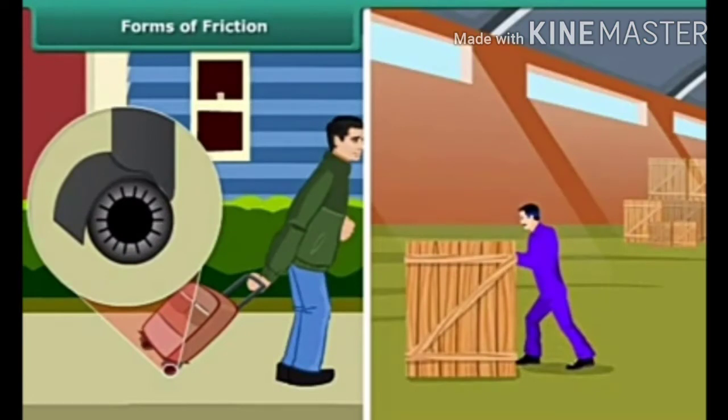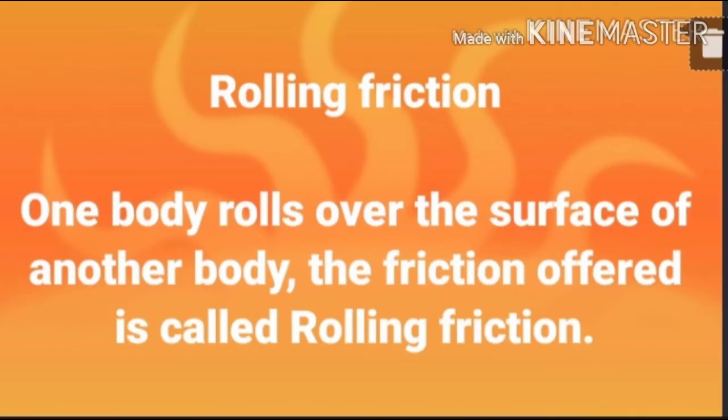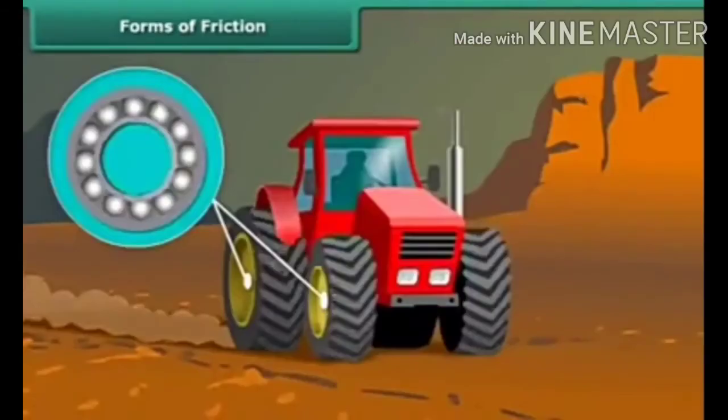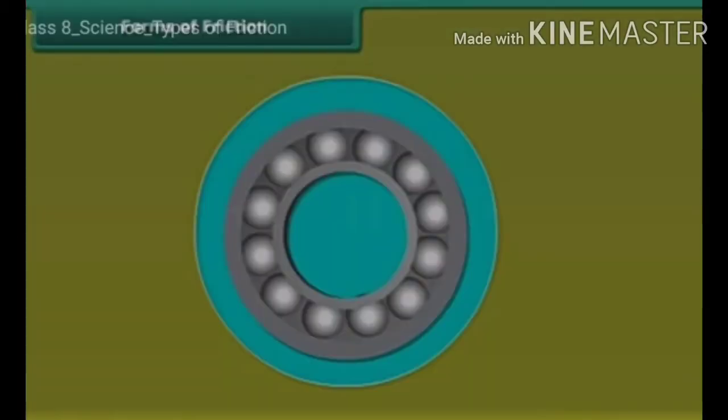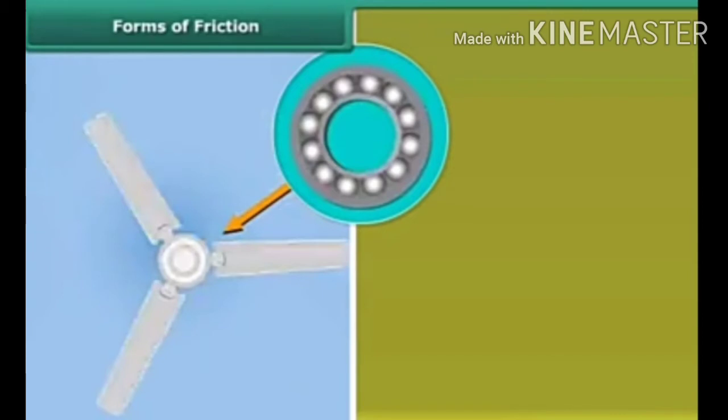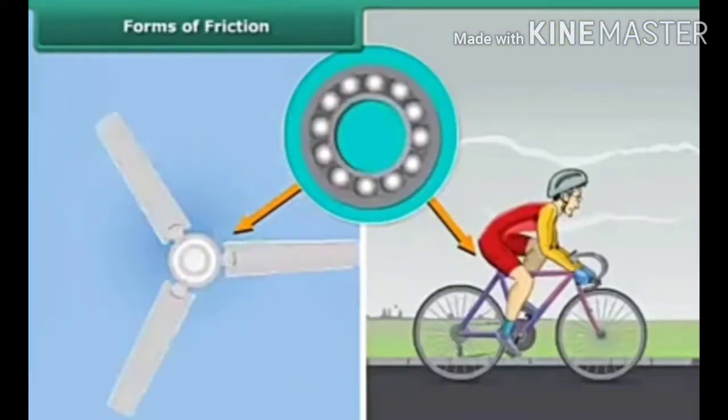The force of friction between the rollers and the surface is called rolling friction. Rolling friction is much less than sliding friction. The rolling friction is smaller than the sliding friction. Sliding friction is replaced in most machines by rolling friction by the use of ball bearings. Common examples are the use of ball bearings between hubs and axles of ceiling fans and bicycles.